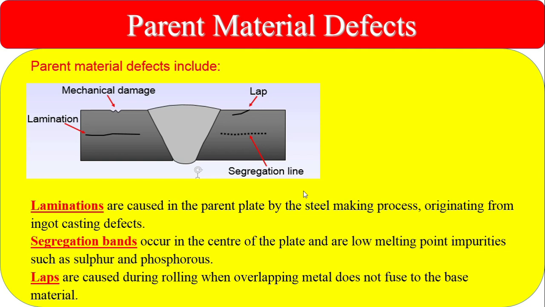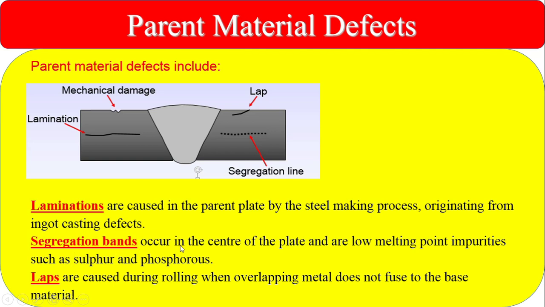Lamination is caused in the parent plate. You can see here inside the parent plate there is a lamination from the steel making process. When the steel is being made at manufacturing, the lamination is created, originating from the ingot casting defect. So this is an ingot casting defect, that is called lamination. You can find it by UT. You have to check with UT.